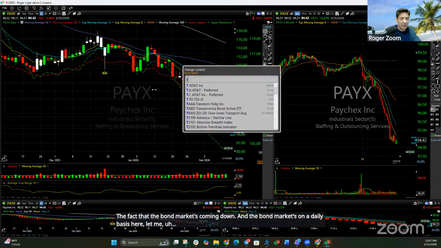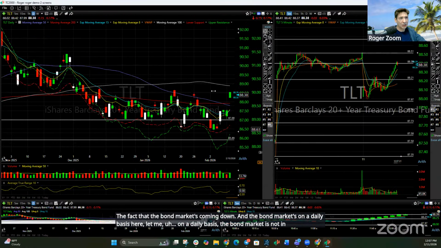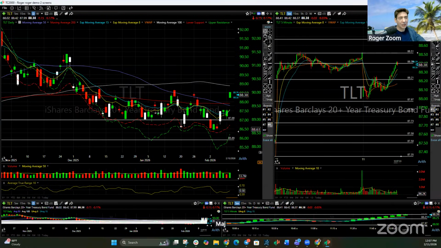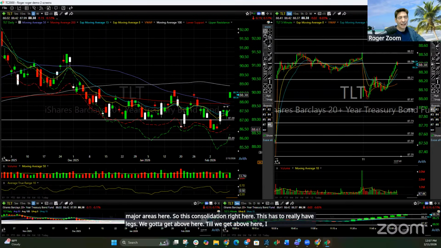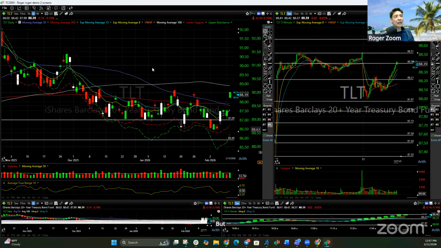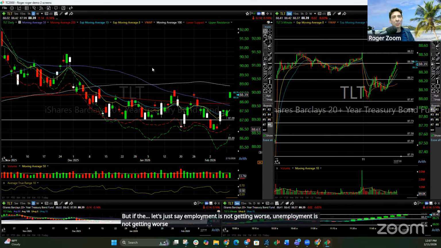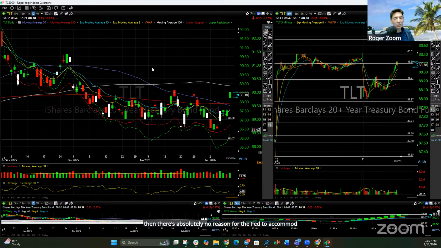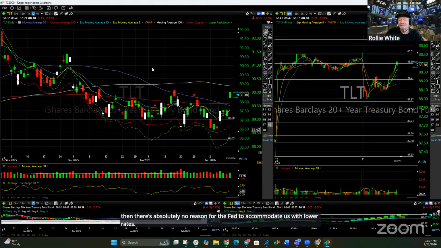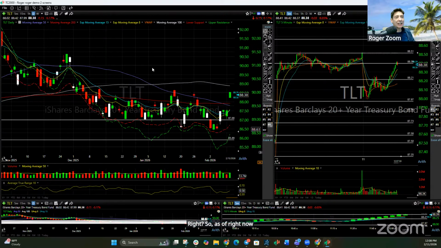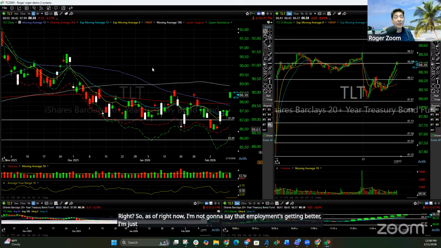on a daily basis, the bond market is not in a great place. We're still below major areas here. So this consolidation right here has to really have legs. We've got to get above here. Till we get above here, I'm not buying this at all. But let's just say employment is not getting worse, unemployment is not getting worse. Forget getting better, but let's say it's not getting worse, then there's absolutely no reason for the Fed to accommodate us with lower rates, right? So as of right now, I'm not going to say that employment's getting better. I'm just going to say that employment is at a standstill.